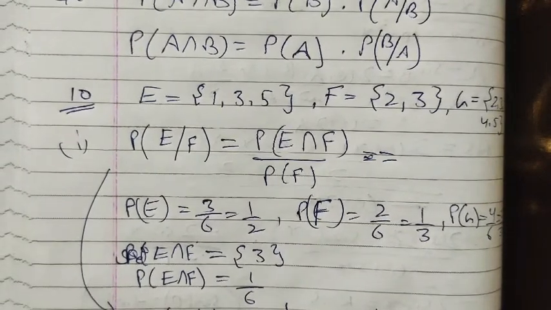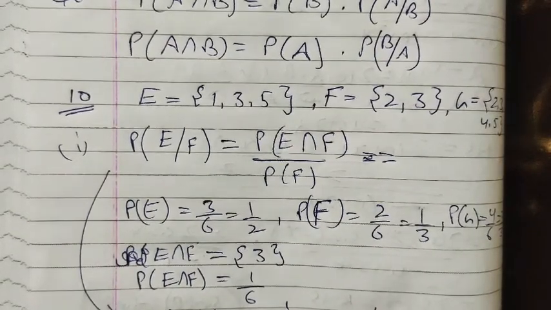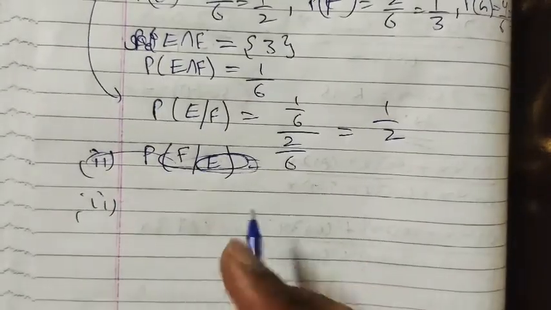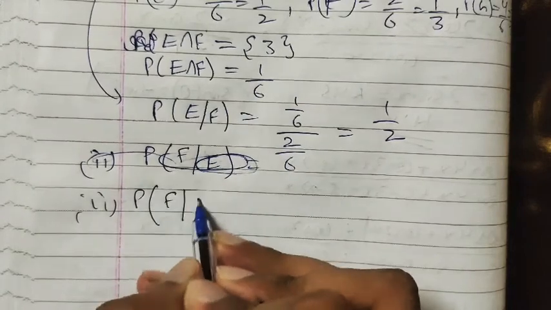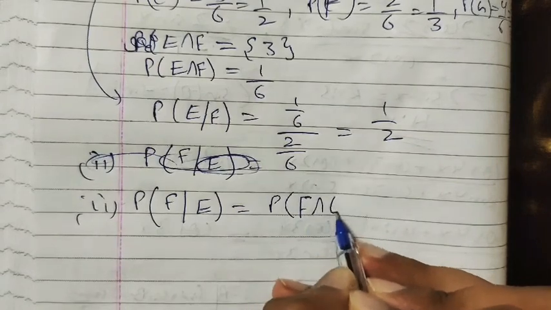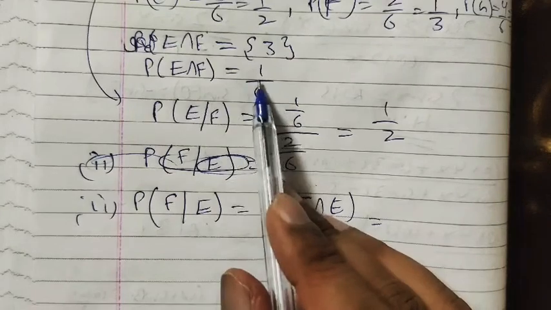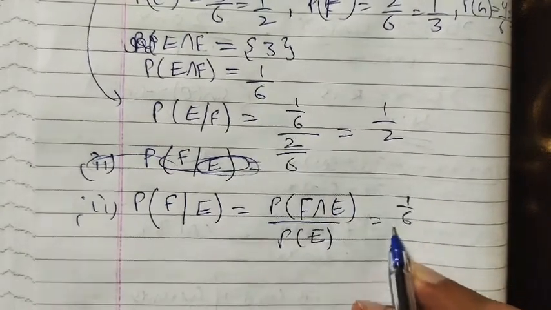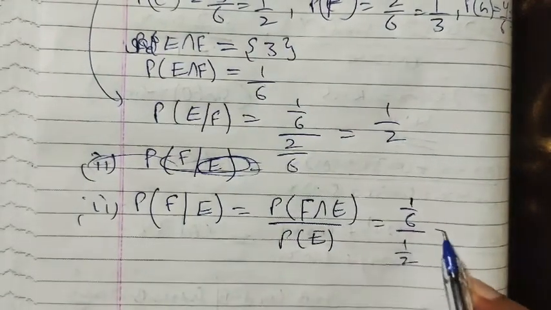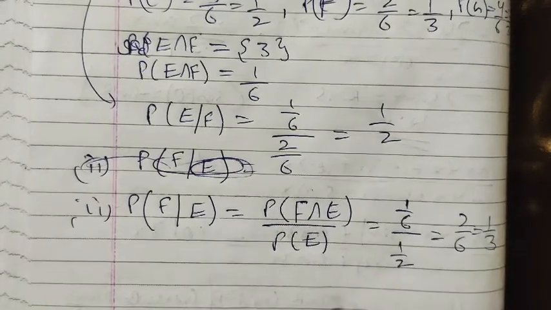Second part, probability of F given E. So this will be probability of F intersection E upon probability of E. F intersection E will be 1 by 6 itself, and probability of E we have already determined, it is 1 by 2. So this will be 2 upon 6, which is 1 by 3. So the answer is 1 by 3.